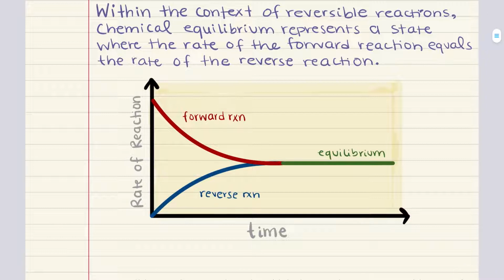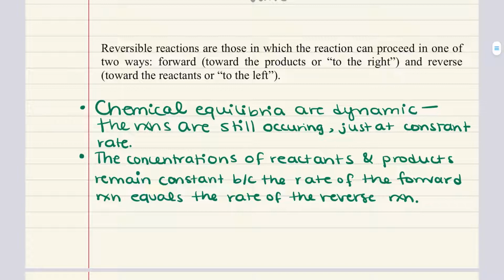And within the context of reversible reactions, chemical equilibrium represents a state where the rate of the forward reaction equals the rate of the reverse reactions. So the rate of the reactants converting to products equals the rate of the products converting back to reactants. And this balance results in the concentration of both reactants and products remaining constant over time, defining the dynamic nature of chemical equilibria.